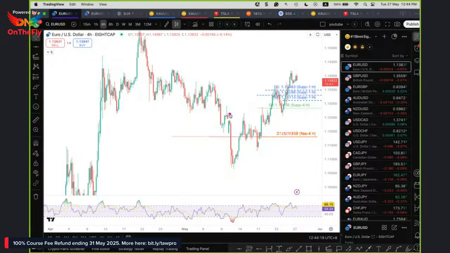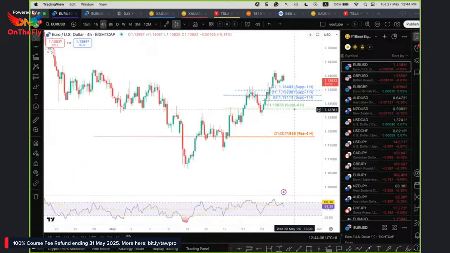It's good to consider this level here because this level was a previous support level. You can see an overlapping support level. This was the support level, and this was the resistance level, and hence this was the support level.